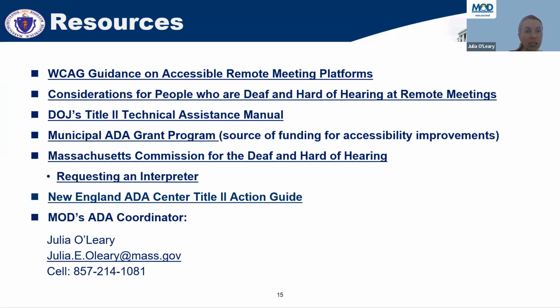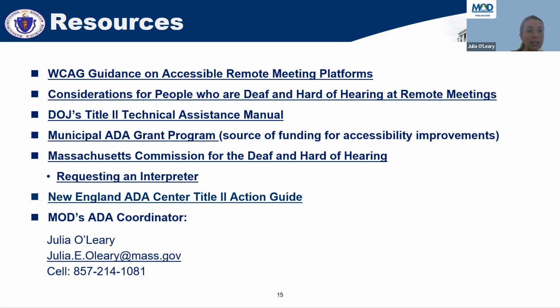The Department of Justice's Title II Technical Assistance Manual is always one that I turn to for Title II compliance in all aspects. So that's going to cover programmatic access as well as architectural access. A link to information about our Municipal ADA grant program, which, as Anne and I both mentioned, could be a source of funding for accessibility improvements.